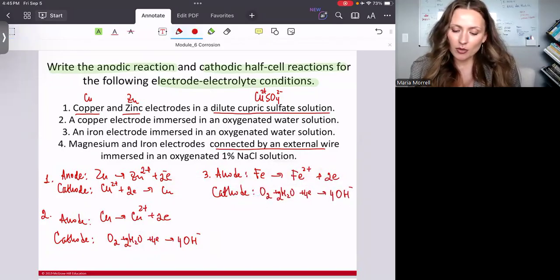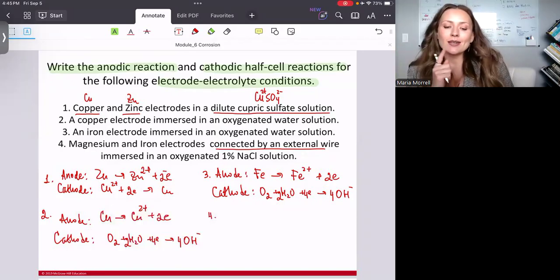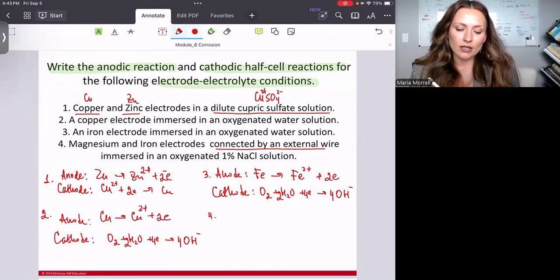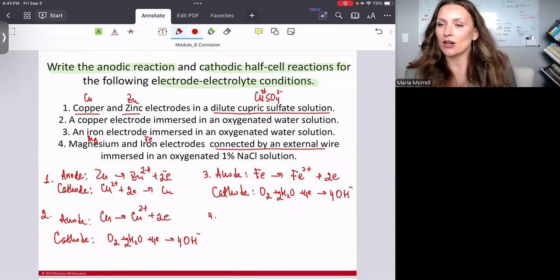Same. And then number 4, give me something challenging. Things seem to be a bit more straightforward. Okay, number 4, magnesium and iron. Ooh, love it. I'm looking at a new metal here, magnesium and iron. We're going to assume that this is iron 2 plus, connected by an external wire, and they are immersed in an oxygenated 1% sodium chloride solution. That's a salt, so it's 1% salty water. That's a good question.